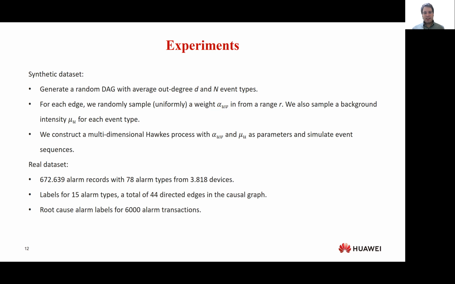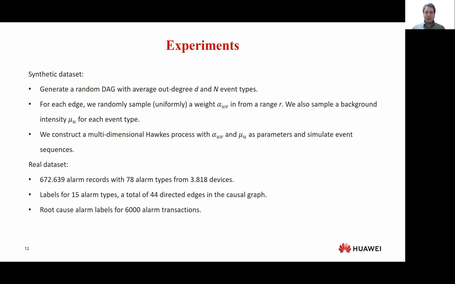For the real-world dataset, we have about 1.5 months of data from a telecommunication network from a moderate-sized city in China. The total number of alarms after preprocessing is a bit above 672,000, with 78 different alarm types from nearly 4,000 devices. Due to the difficulty in labeling causal relations, we do not have the ground truth causal relations for all the alarm types, but only for a subset of about 15 of them. And this translates into 44 known edges in the causal graph.